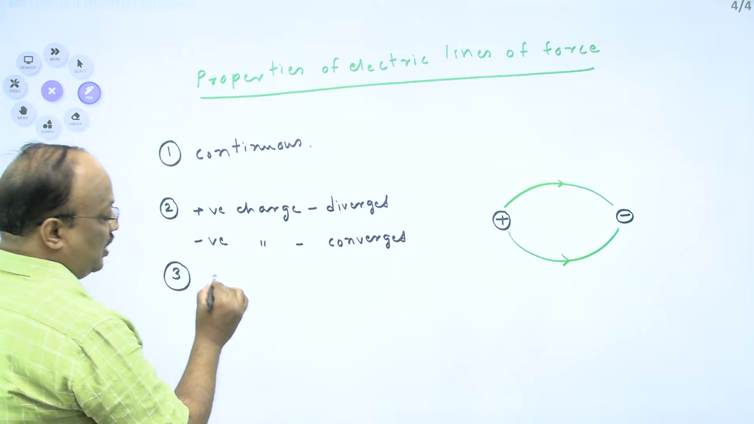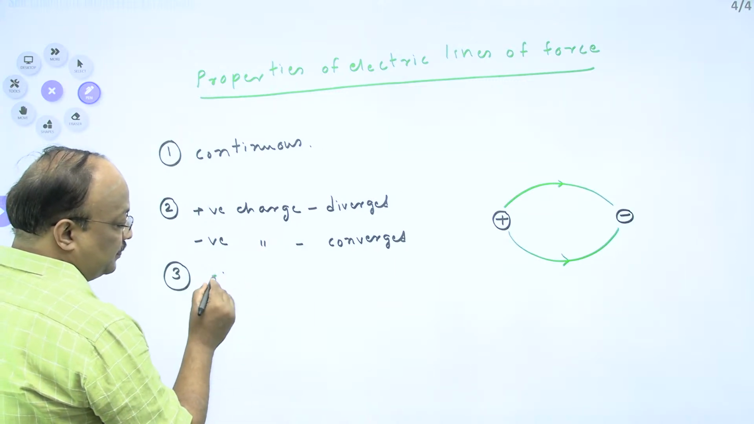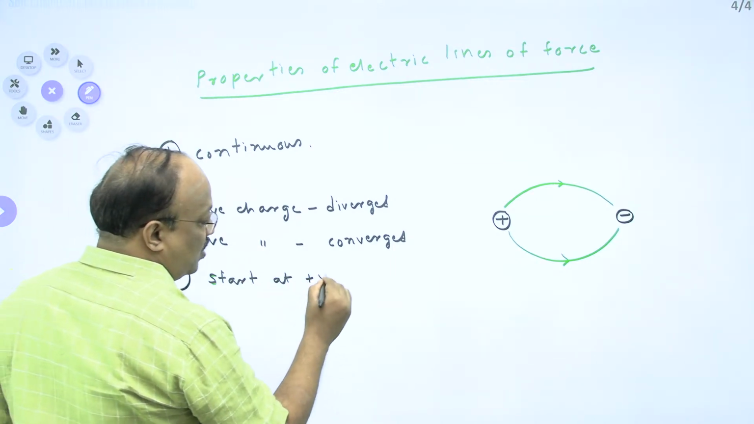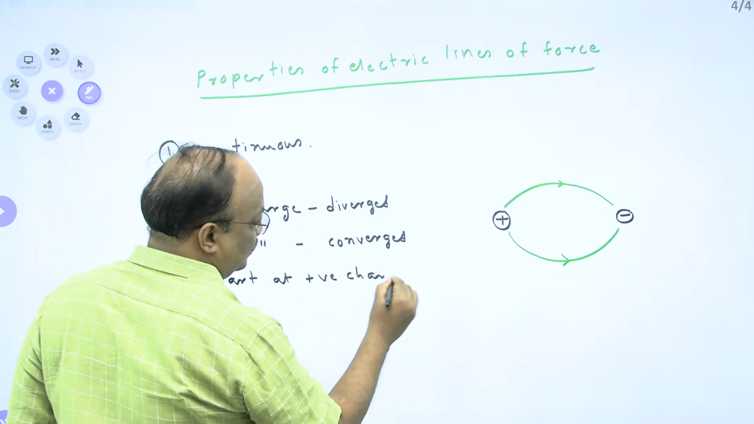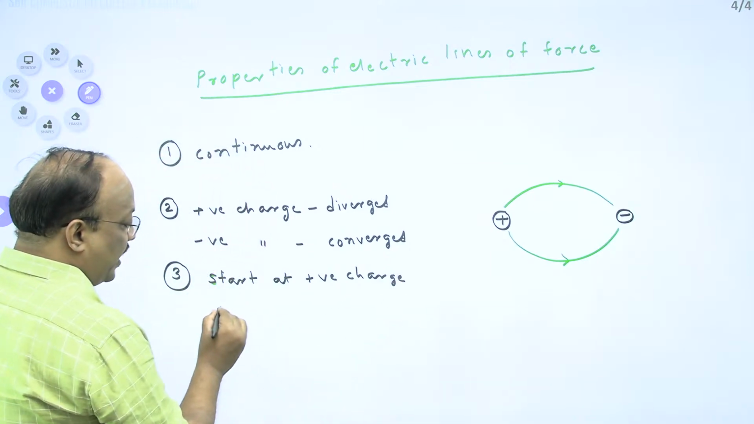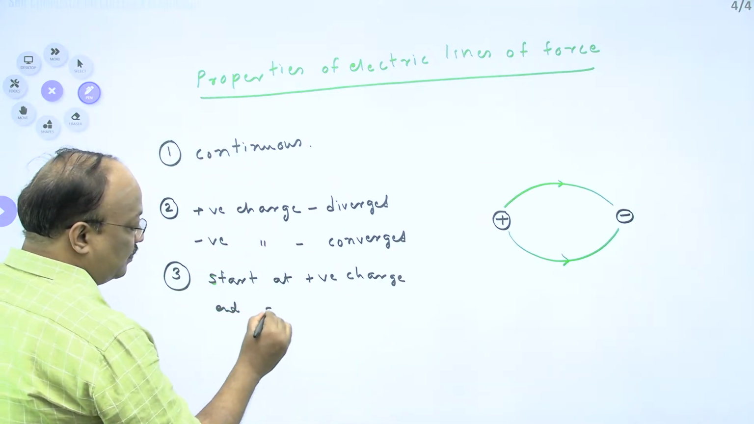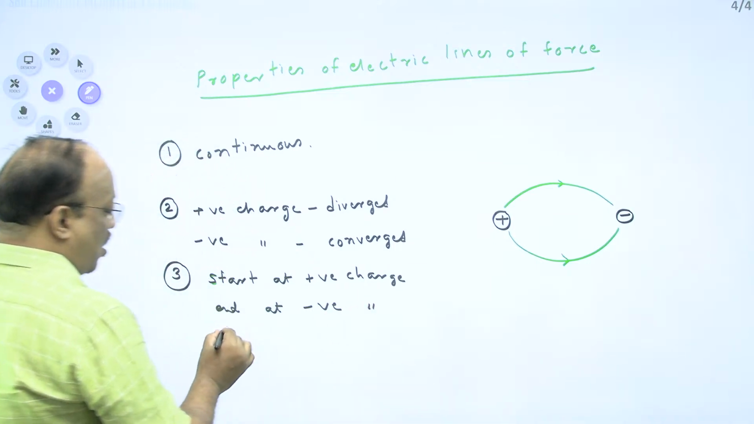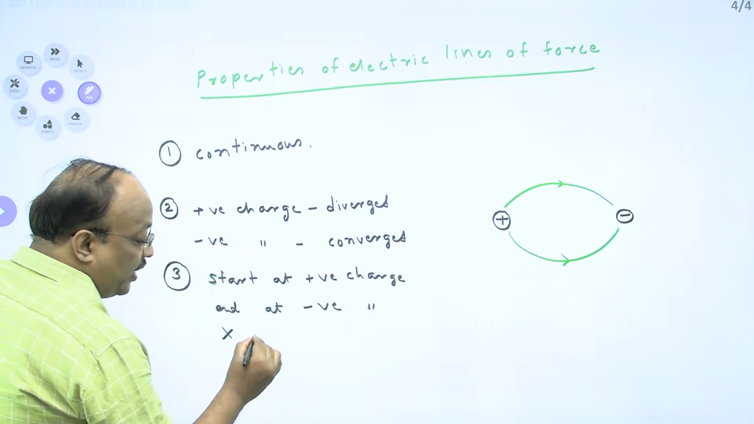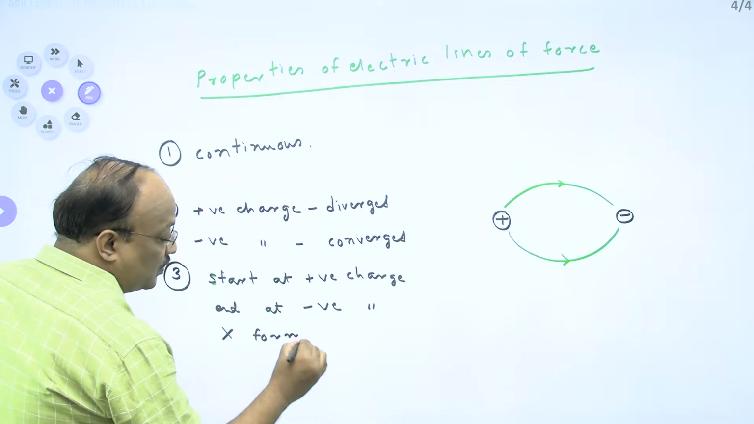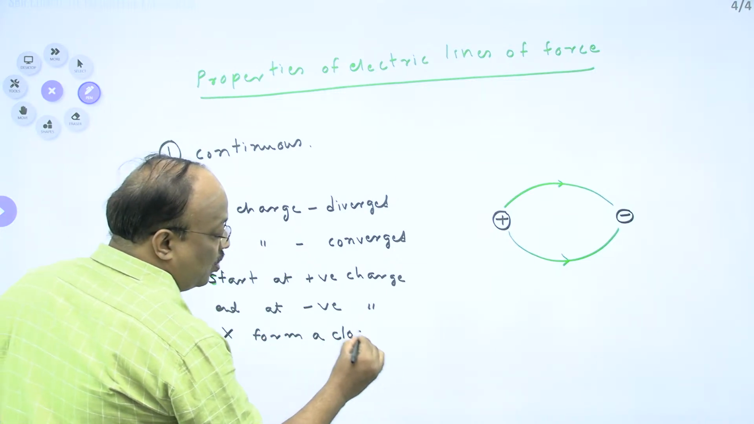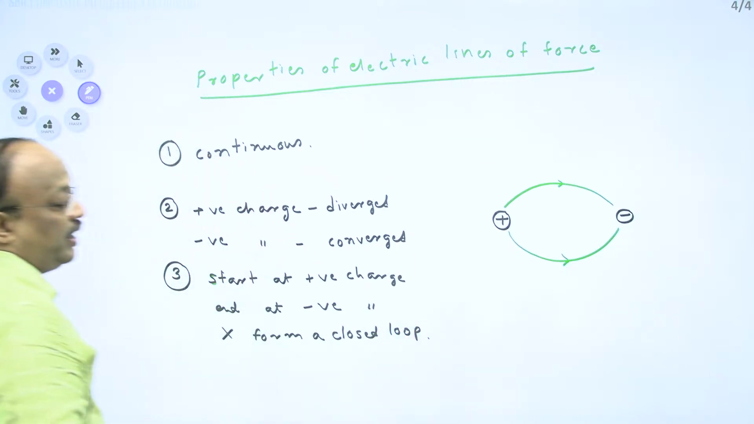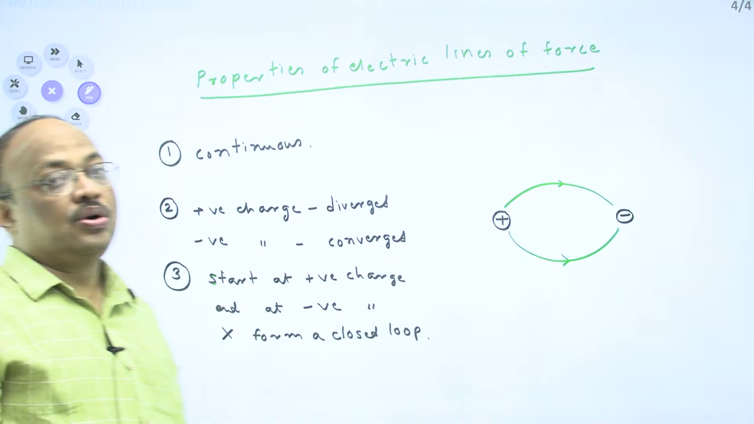So it will start at positive charge, end at negative charge, but not form a closed loop. It will never form a closed loop.